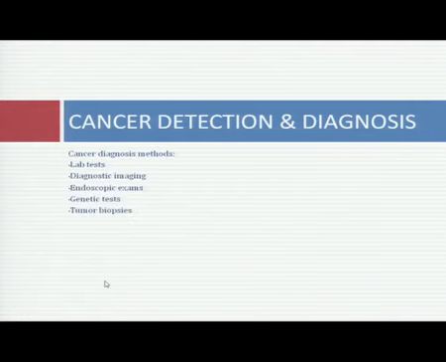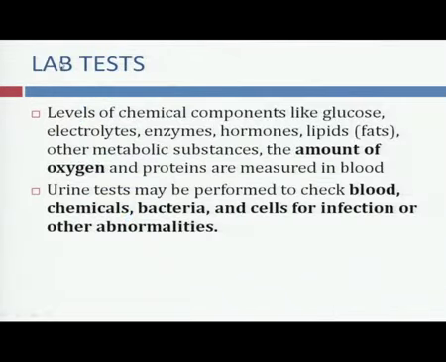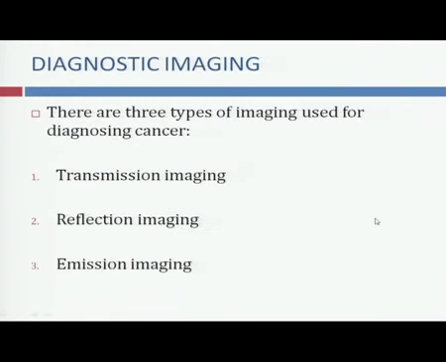How is cancer detected? It is important because early detection and diagnosis is very imperative and plays a very important role in curing or treating the cancer and prolonging the life of the cancer patient. There are various methods. Firstly, there are lab tests. The lab tests include the test of chemical components like glucose, electrolytes, etc., and even the amount of oxygen and proteins in the blood. Then there can be urine tests to check the blood, chemicals, bacteria and other cells for infection or other abnormalities. Then there are diagnostic imaging processes.